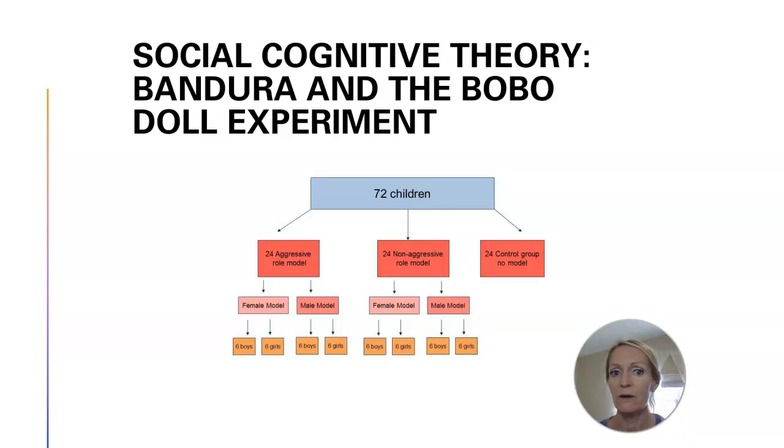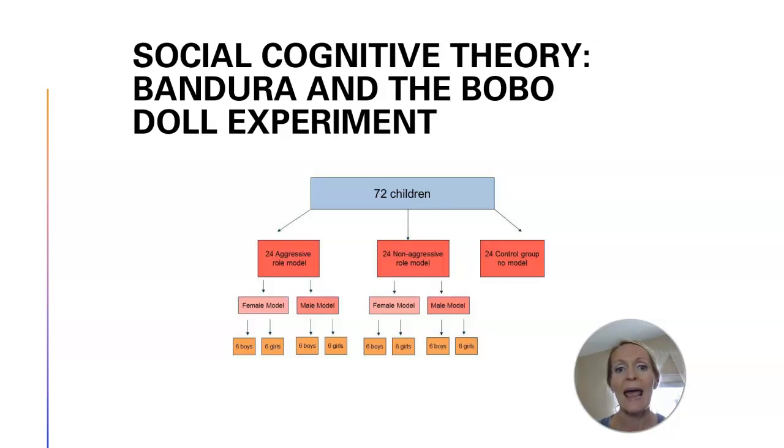So 24 saw an aggressive role model with this Bobo doll, which looked kind of like this inflatable clown. 24 saw a non-aggressive role model with the Bobo doll, basically just hanging out, interacting with it. And then 24 were in the control group where I believe they were just coloring or doing some seated work.